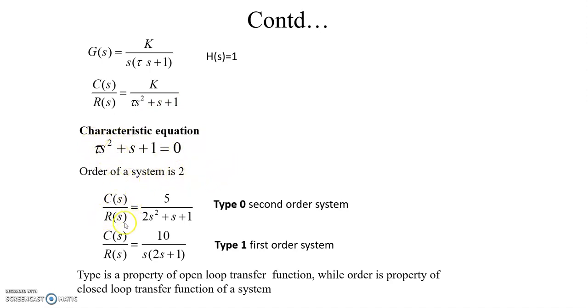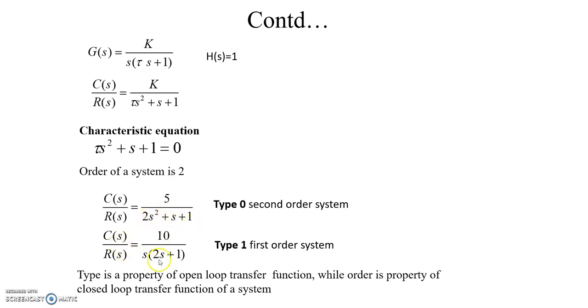Whereas C of s by R of s, another example we can take. So C of s by R of s is equal to 5 by (2s square plus s plus 1). So this is a type 0 system and a second order system. Type 0, second order system, because the highest power in s is 2.